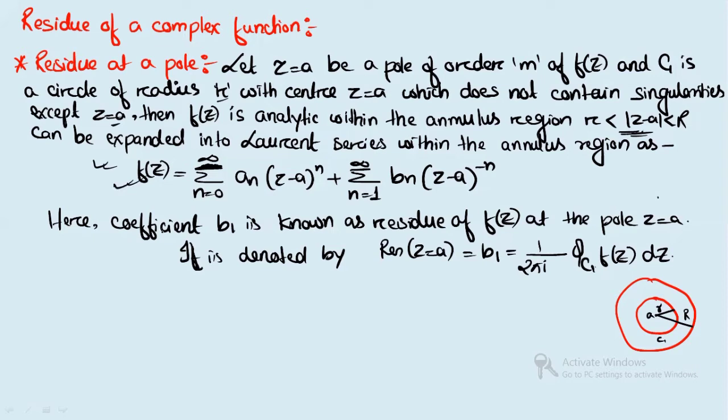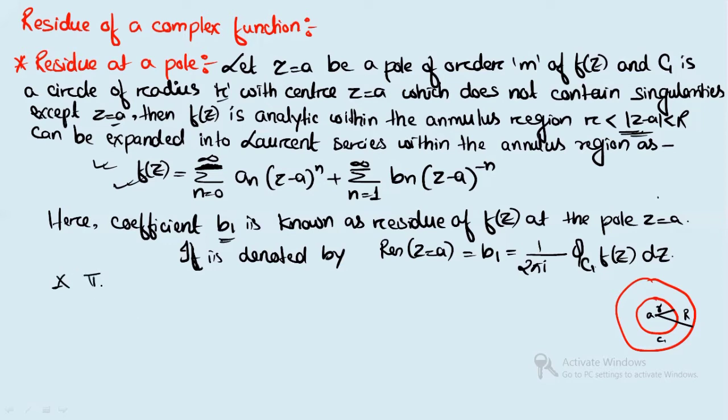So what will be the residue? The residue will be the coefficient b1, for this function f(z), for the pole z equals a whose order is m. The residue at z equals a is b1, which is 1/(2πi) times the closed integral over C1 of f(z) dz. This means the residue is the coefficient of 1/(z − a), because b1 represents that particular term.